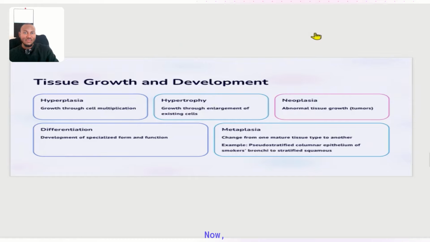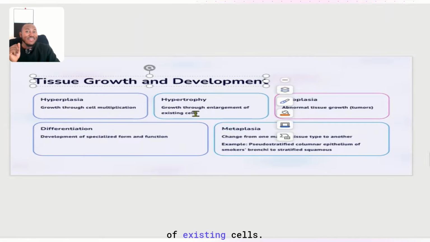Metaplasia. Now, when you have lifted weights at the gym for about one year, you notice that some of your muscles have increased in size. This increase in size is due to what? Increase in size of existing cells. That is hypertrophy. So your answer is hypertrophy, because they will ask you, is it neoplasia? Is it hyperplasia? Is it metaplasia? Is it atrophy? Is it hypertrophy?